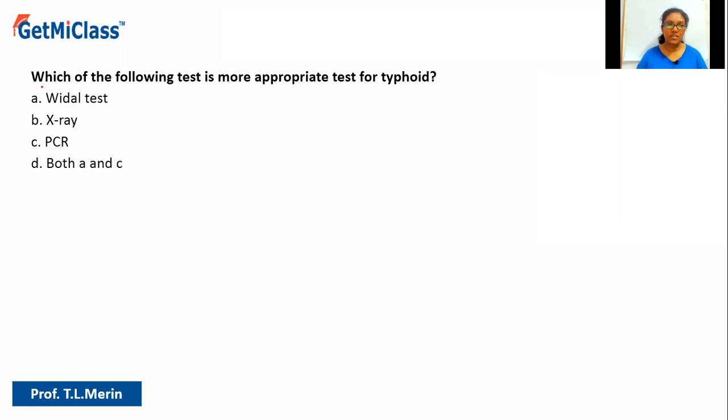So let's solve this question here. It says, which of the following tests is more appropriate test for typhoid? Option A, Widal test. Option B, X-ray. Option C, PCR. And option D, both A and C.